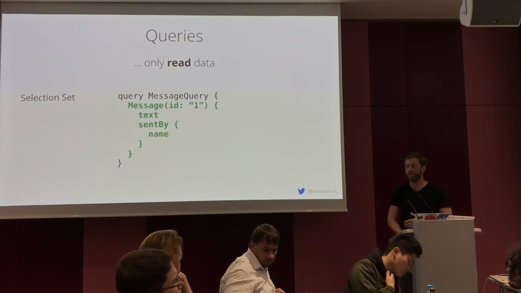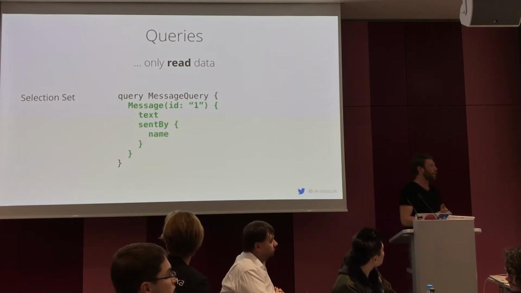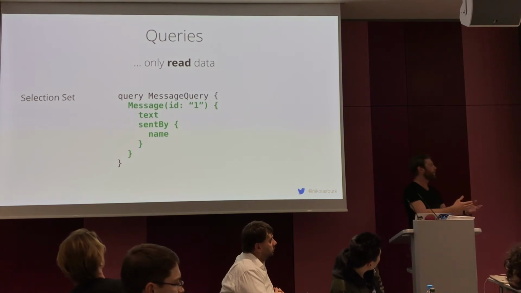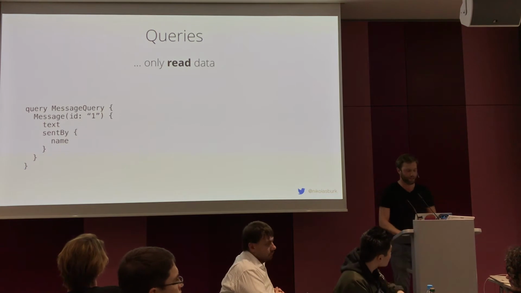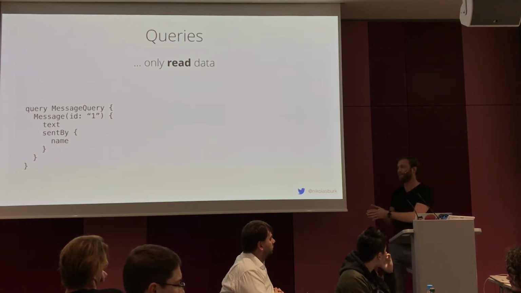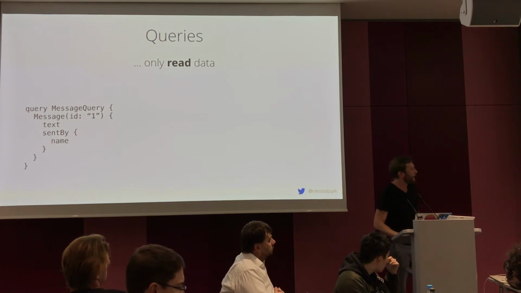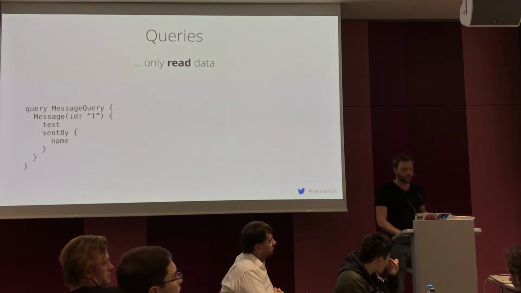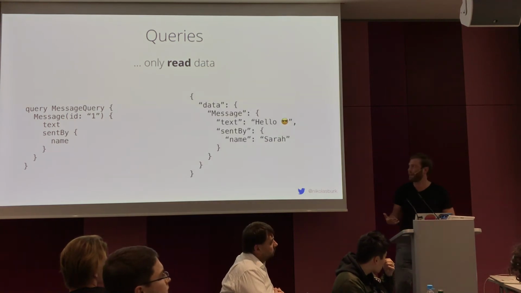So queries are used for reading data, but usually when you're working with an API, you also want to be able to somehow make changes to the data that you currently have in the API. And the way, okay, let's first talk about how the response of the query could also look like. So here we've got the same query again, and the response of the server when you're sending that query to the server could look like this.